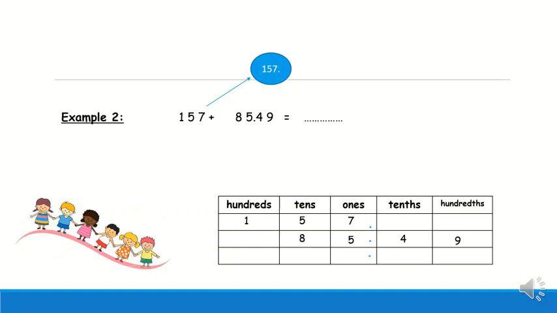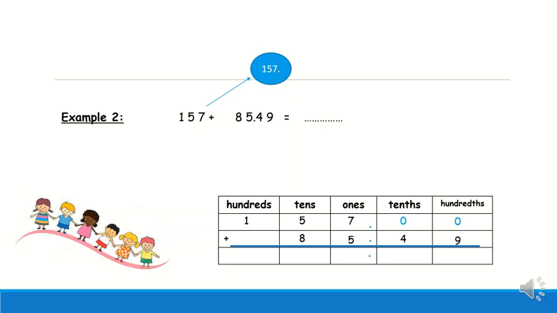Now, I wanted to go back to the whole number, 157. There is no tenths and no hundredths, as I said. So we add 2 zeros. Then we can add now. We start from the hundredths column.